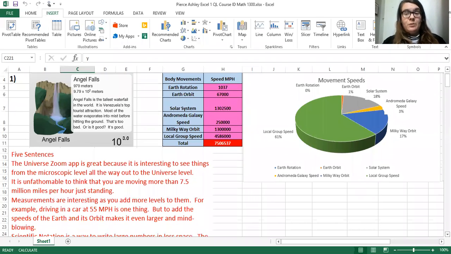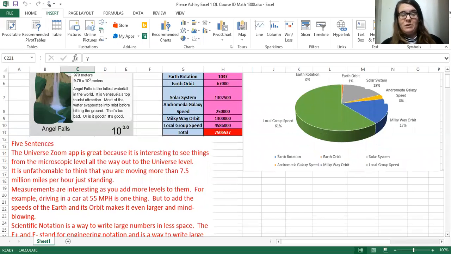I thought that the Zoom app was cool because it's interesting to see all the different levels, from the super microscopic level all the way to the huge universe level. It's really crazy to think that you're moving more than 7.5 million miles per hour just standing. That's not something I ever think about very often.